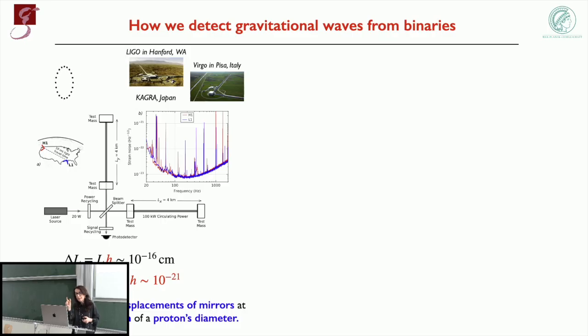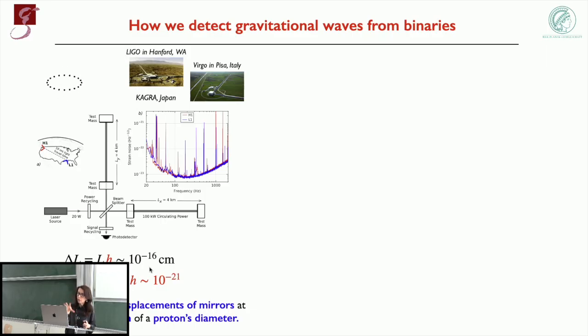Now, the variation in the distance is proportional to the strain that I was mentioning before, through the length of the Fabry-Perot cavity. And so if you want to measure that 10 to the minus 21, you need to do a measurement at the level of 10 to the minus 16 centimeter, which is really fantastic, and we can do it.